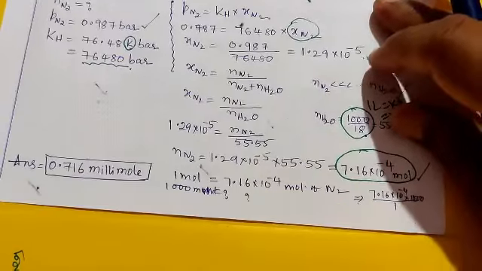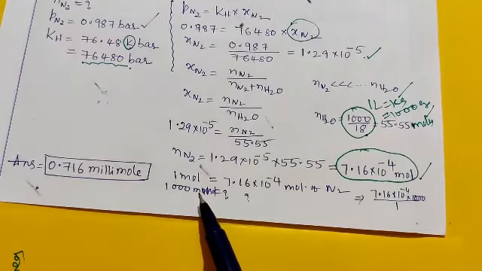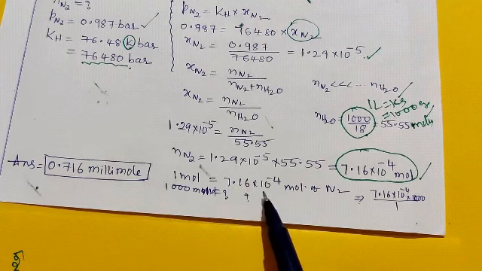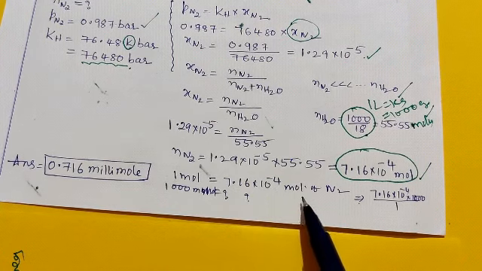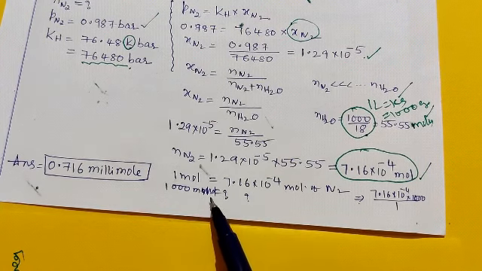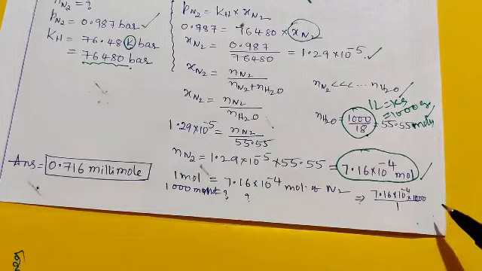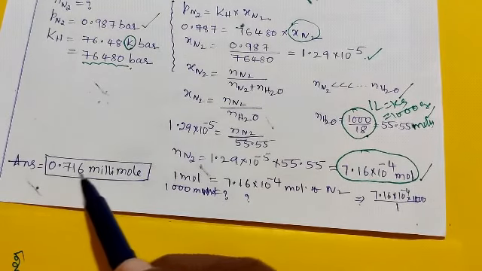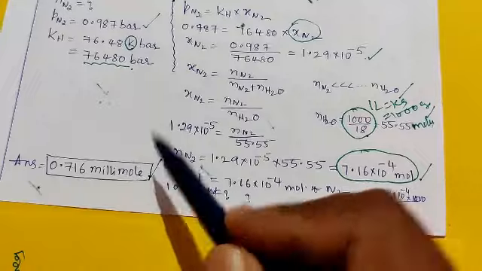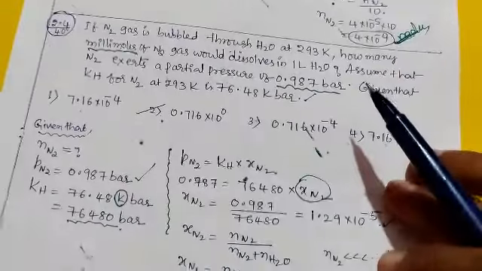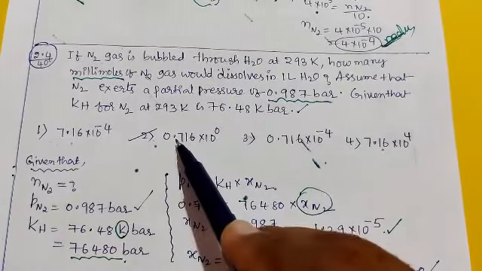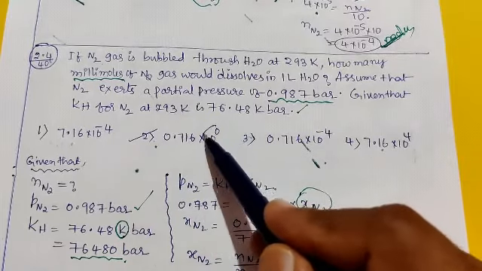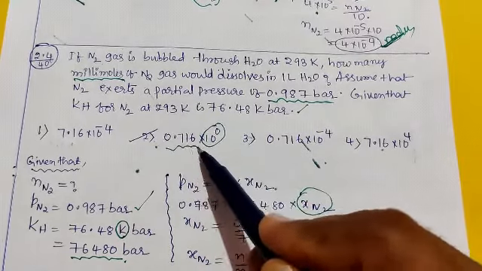Okay students, now we want millimoles. 1 mole of that contains 7.16 into 10 power minus 4 moles of nitrogen, so 1000 moles contain how much? If we multiply, we get 0.716 millimoles. See here students, the options. In the second option, to confuse the children, it is given like this, 0.716 into 10 power 0, and something power 0 is equal to 1. So the answer is this.